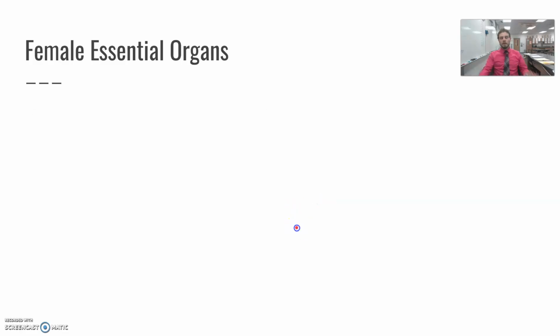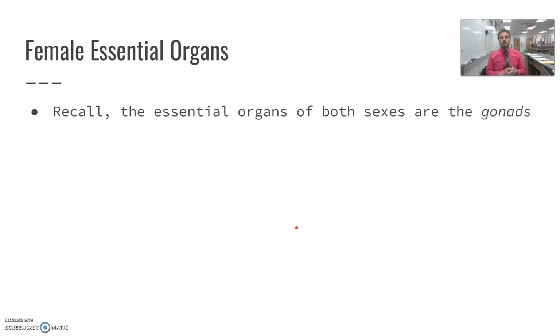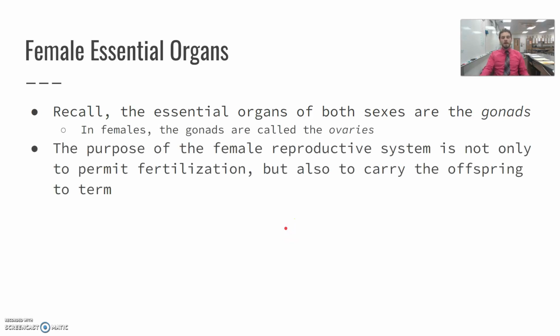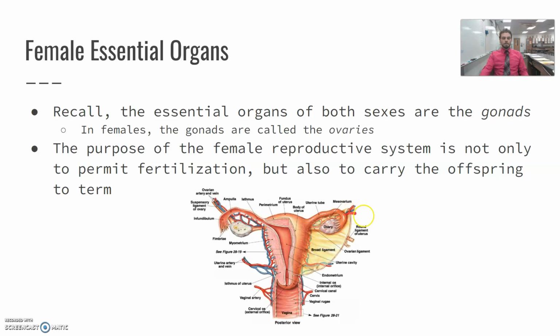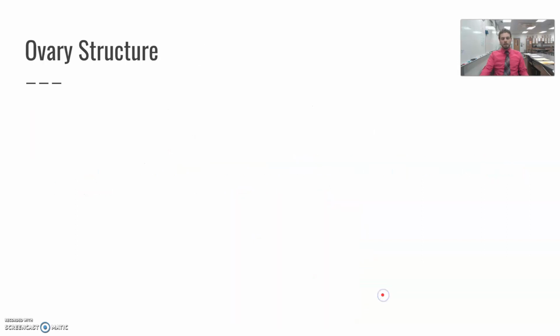So, the female essential organs. Remember, the essential organs for both sexes are known as the gonads. In females, those are going to be known as the ovaries. And so the purpose of the female reproductive system is not only to permit fertilization as well as form the ova, but they also are going to need to carry the offspring to term. So this here's an overall view. We're going to talk about many of the structures that are located here as we go through each one individually.